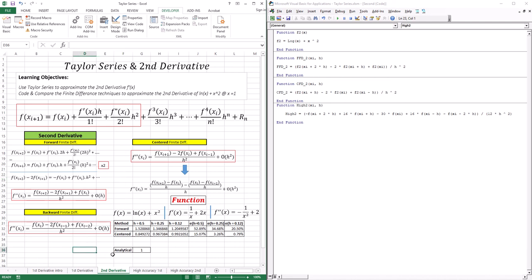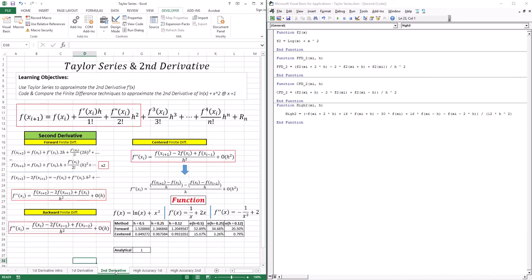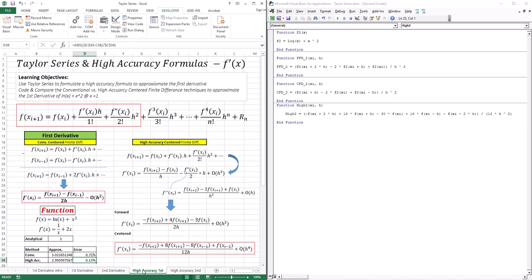Now, the idea here is can we take these formulas and make a more accurate version of them? And the answer is yes. And so what I'm going to do in this lesson, I'm going to take the most accurate formula in terms of the first derivative, which is the centered, and the most accurate formula for the second derivative, and I'm going to create their corresponding centered for the high accuracy, and I'm going to see if it tops the formulas that we have that are the most accurate up to this point. So that's the purpose of the lesson.